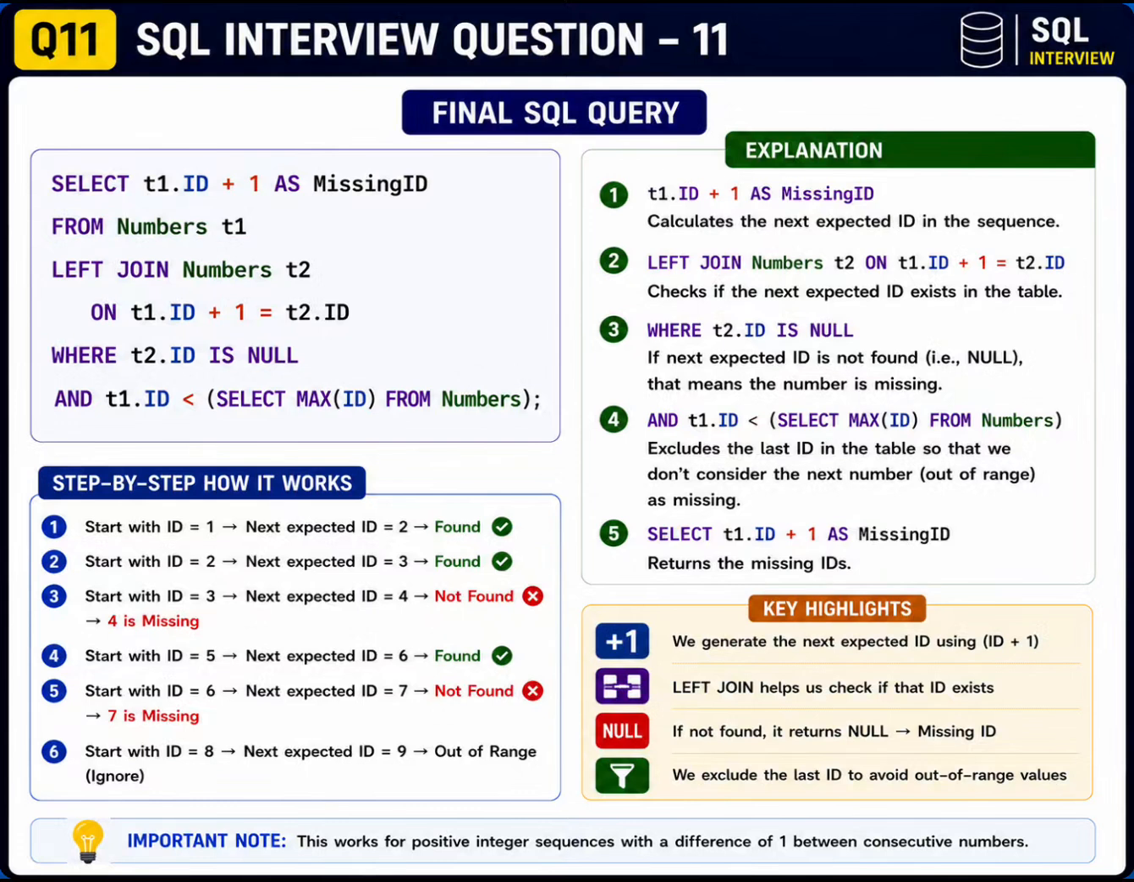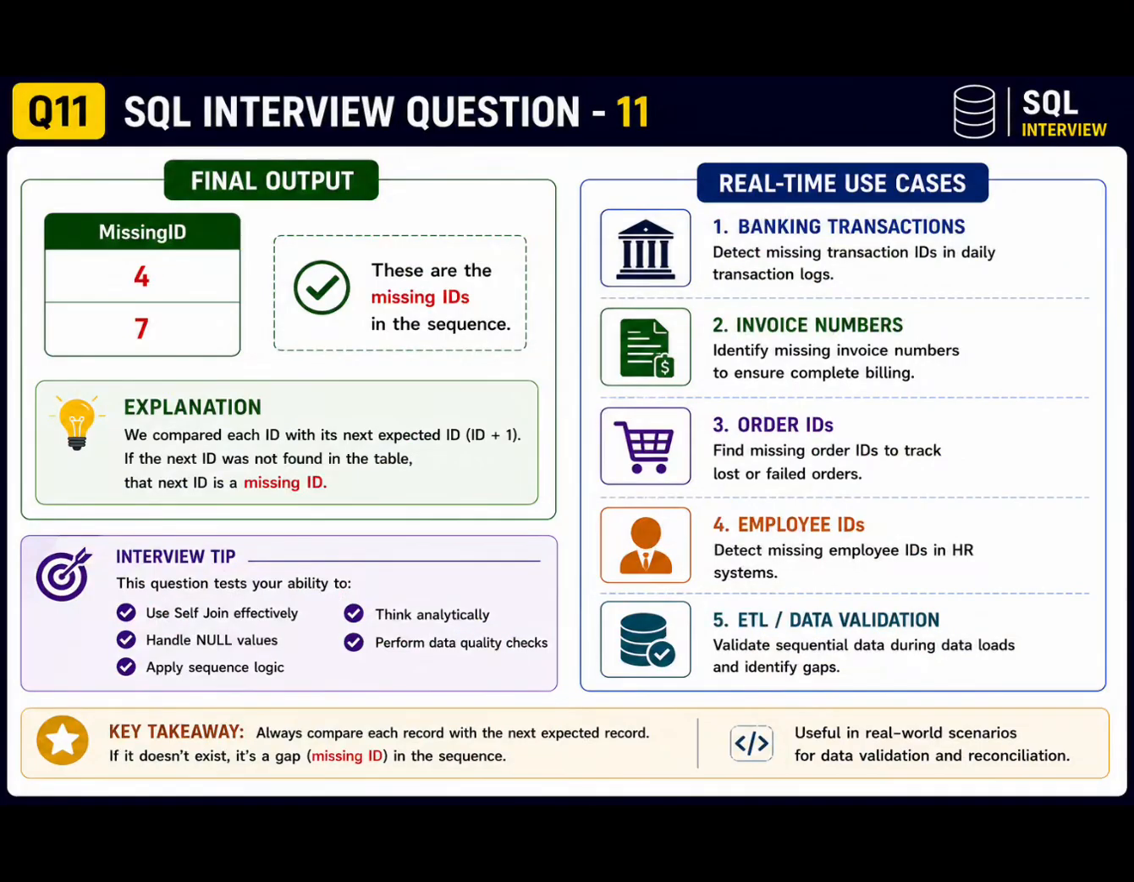In real-time use cases, this concept is used in many real projects, like banking transactions. Transaction IDs should be continuous, right? Missing IDs may indicate failed transactions. Invoice numbers: the invoice sequence must be complete, and missing invoices require investigation. Order IDs: missing order numbers may indicate processing failures. Employee IDs are used to validate employee master data.